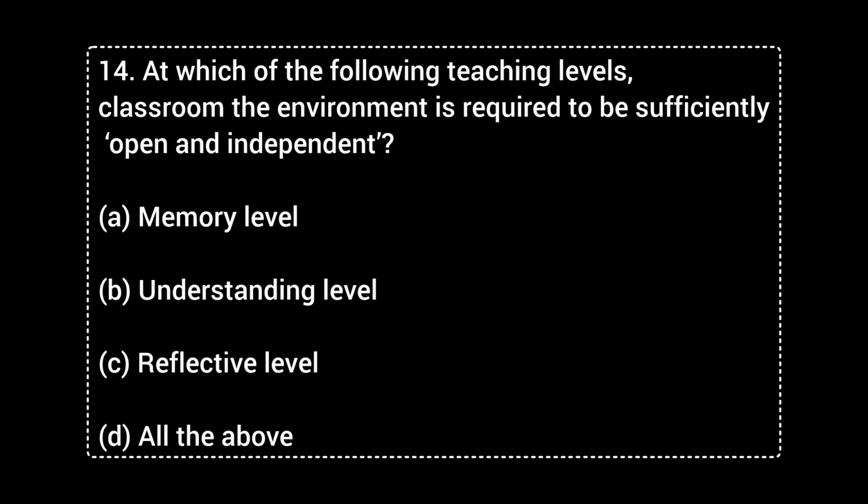Next question is asking us, at which of the following teaching levels is the classroom environment required to be sufficiently open and independent? The options are option number A, memory level, option number B, understanding level, option number C, reflective level, option number D, all of the above.